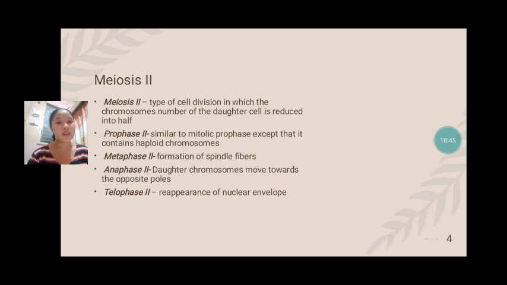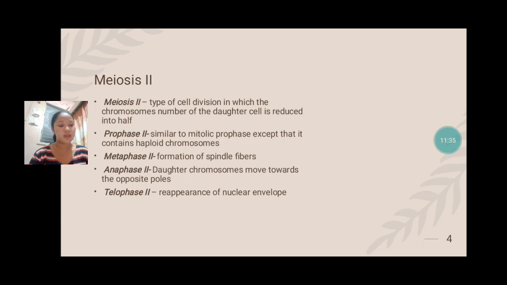And next is telophase 2. In telophase 2, the nuclear envelope reappears. The chromatids arrive at a pole, the nuclear envelope reforms, and the cells divide. The outcome of this cell division is 4 genetically unique haploid gametes, each with half the chromosome number of the original cell, contributing to the genetic diversity in offspring.